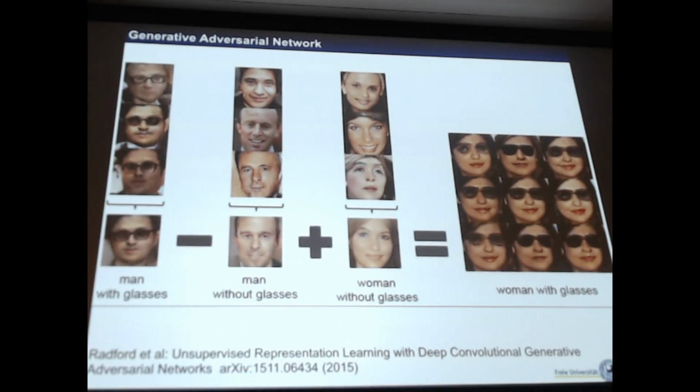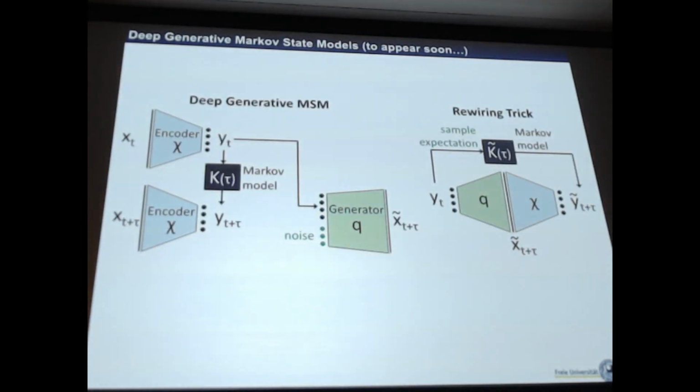So the aim is to get a low-dimensional representation of the data in which you can do simple operations like this, or do mutations, if we're talking about molecular structures. Okay, so I'm essentially out of time, but in one minute I can do this.